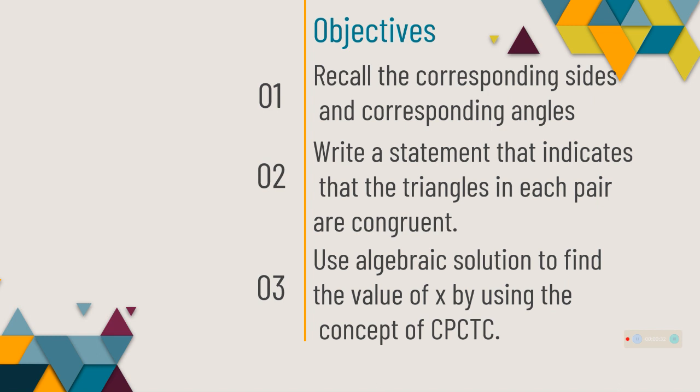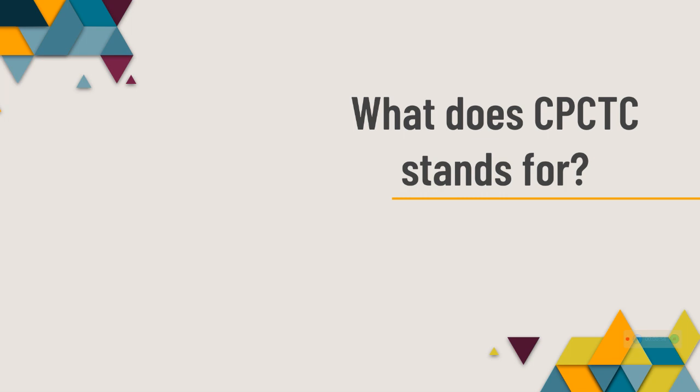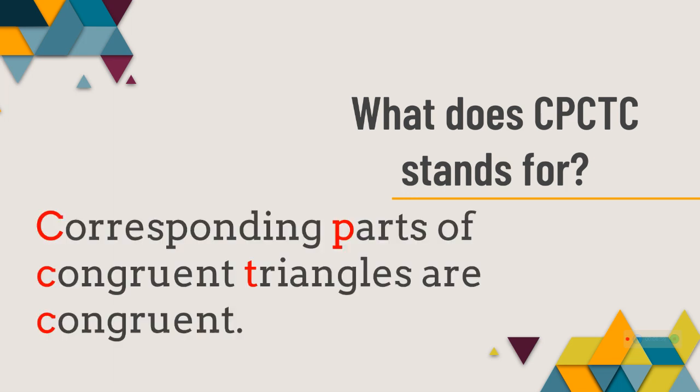Number 1, recall the corresponding sides and corresponding angles. Number 2, write a statement that indicates that the triangles in each pair are congruent. Then number 3, you are going to use an algebraic solution to find the value of x by using the concept of CPCTC. So what does CPCTC stand for? Do you have any idea about that? If you don't, let's proceed with this statement.